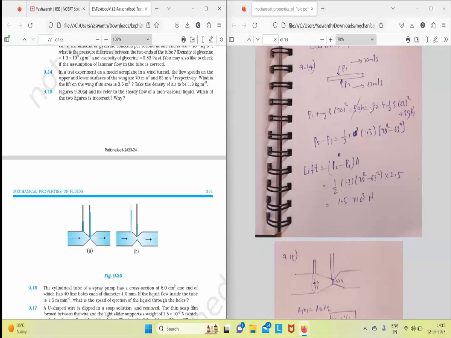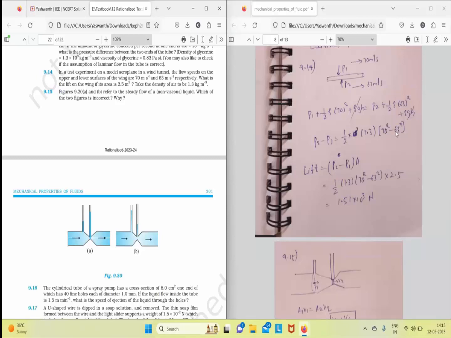So P2 minus P1 will be equals to half rho into 70 square minus 63 square. And rho, he mentioned to take the density of air to be 1.3 kg per meter cube. So rho is 1.3 and the pressure difference, that is P2 minus P1, will be half into 1.3 into 70 square minus 63 square. So this is the pressure difference that is acting on the wing.